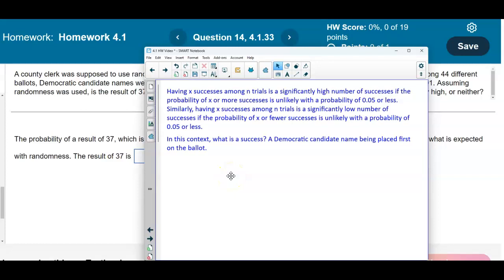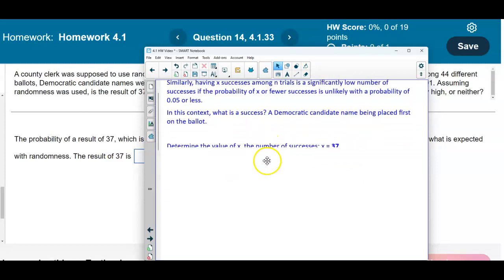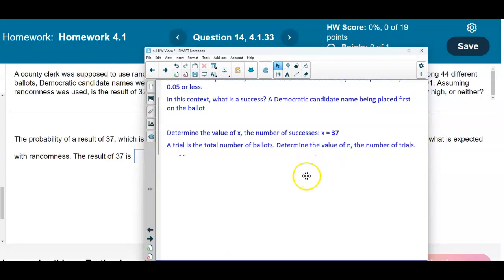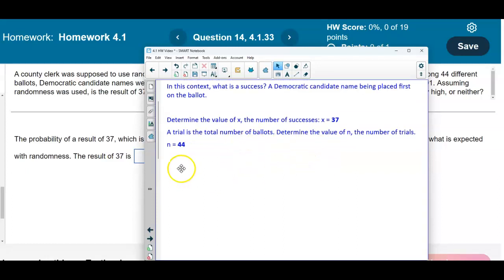So in this context, what is a success? A Democratic candidate name being placed first on the ballot. So we want to determine the value of X. Well, the number of successes is X, which is equal to 37. A trial is a ballot, and so the number of trials, N, is equal to 44.